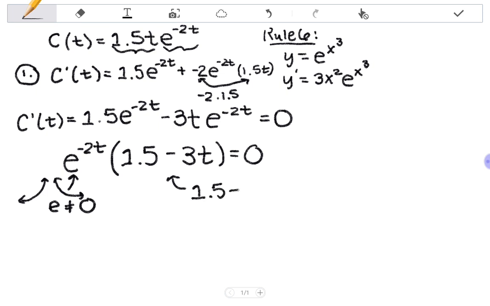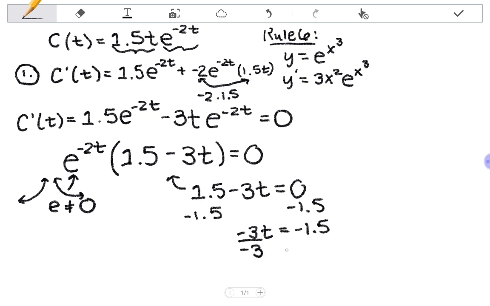Your other term, 1.5 minus 3t equals 0. You want to solve this for t. So you're just going to solve it like a linear function. You're going to get t by itself, so you could subtract 1.5. You have negative 3t equals negative 1.5, and then divide by negative 3. And you have your t value. This is your critical number.